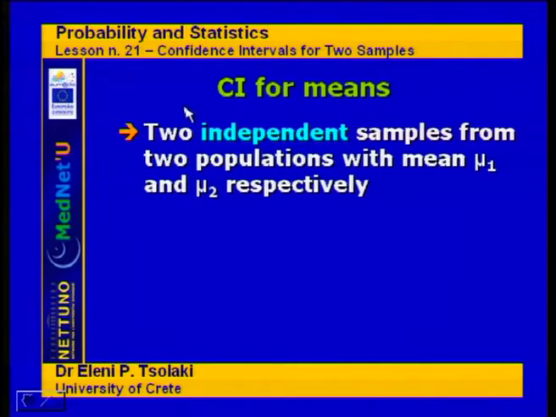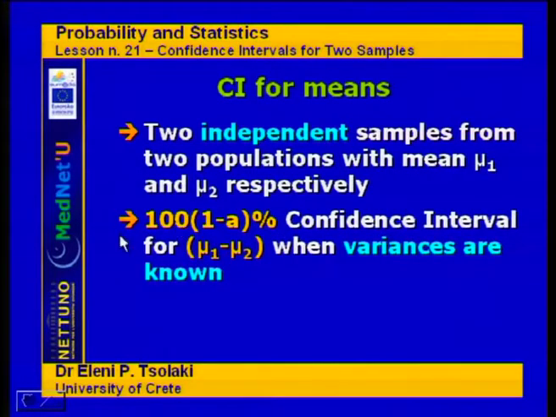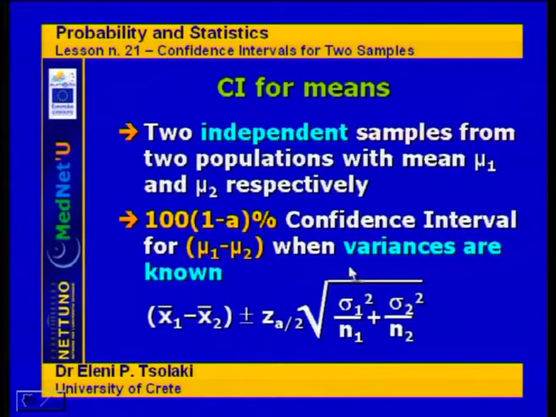We start by considering means. So as we said before, two independent samples from two populations. With mean we assume mu1 and mu2 respectively. Now the 100 times 1 minus alpha % confidence interval for the difference of the two means, when first of all we take the case where the variances are known, can be calculated using this formula here.